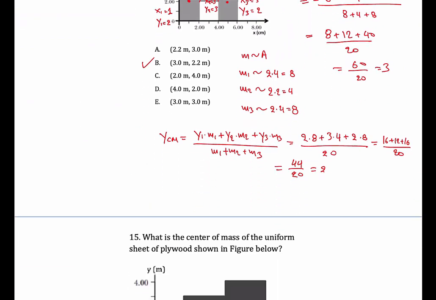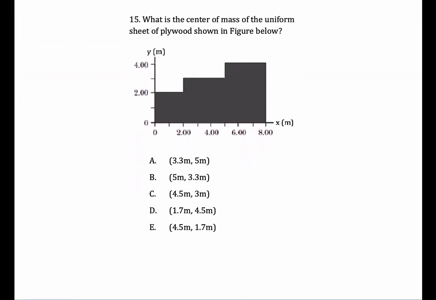Let's move on. We have something very similar. You can pause the video and attempt to solve the question. However, again, we break this complicated object into 3 more simple blocks.